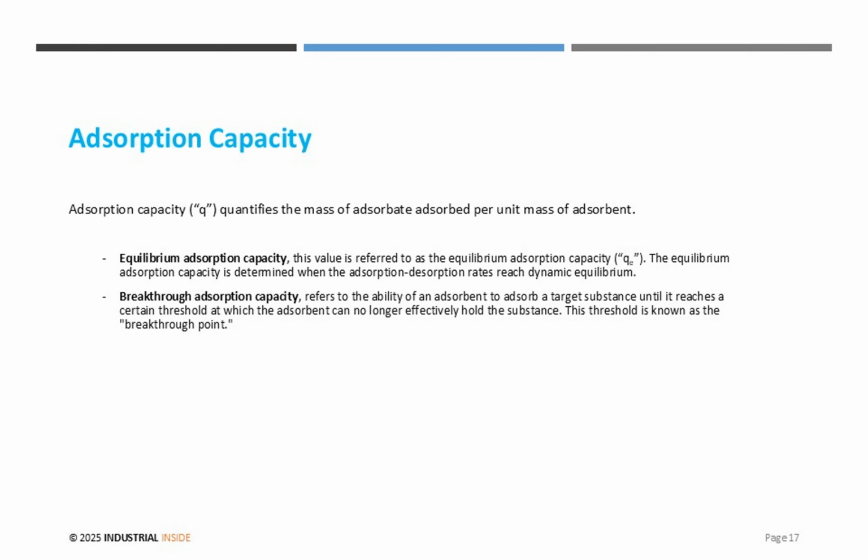Adsorption capacity, or Q, measures how much mass an adsorbent can hold per unit weight. The equilibrium adsorption capacity, Qe, is reached when adsorption and desorption balance out. Breakthrough adsorption capacity shows how much contaminant the adsorbent can hold before it becomes saturated, the breakthrough point.